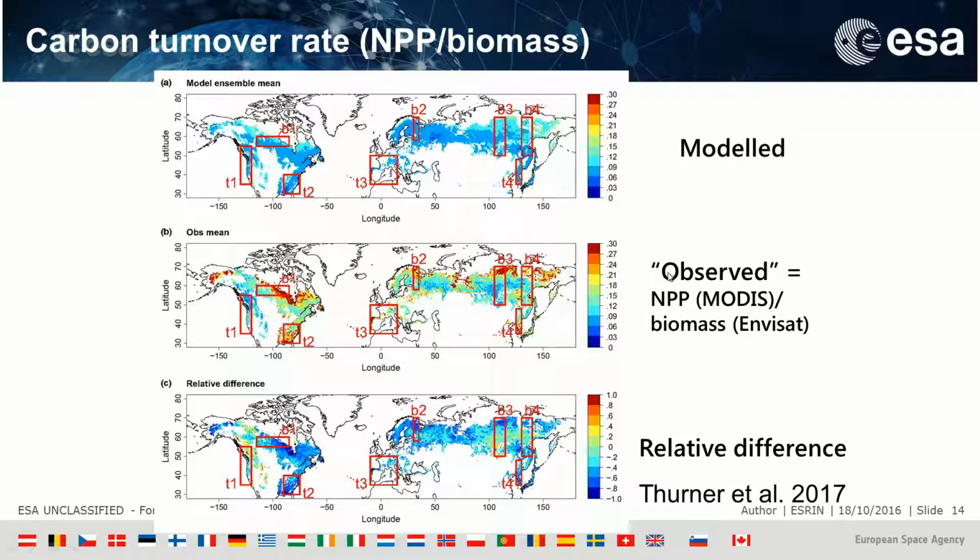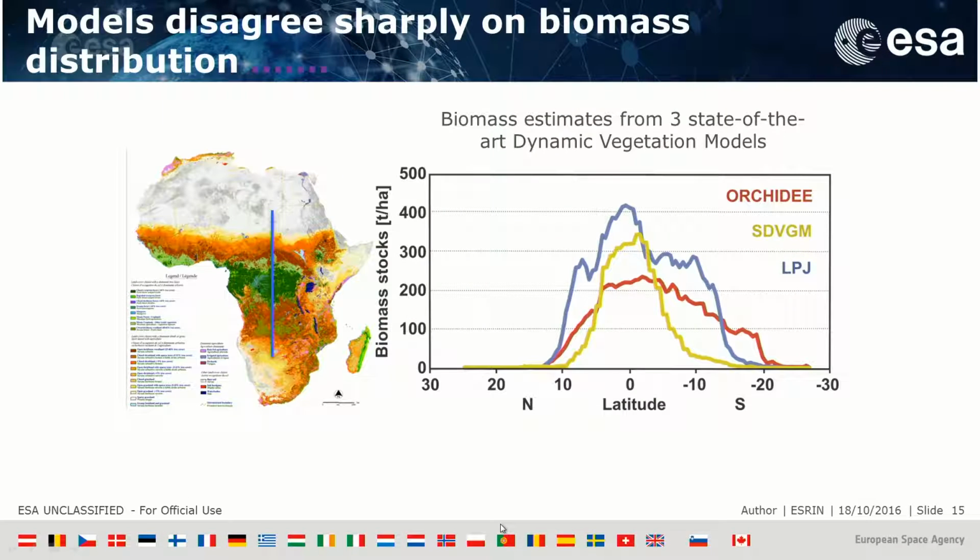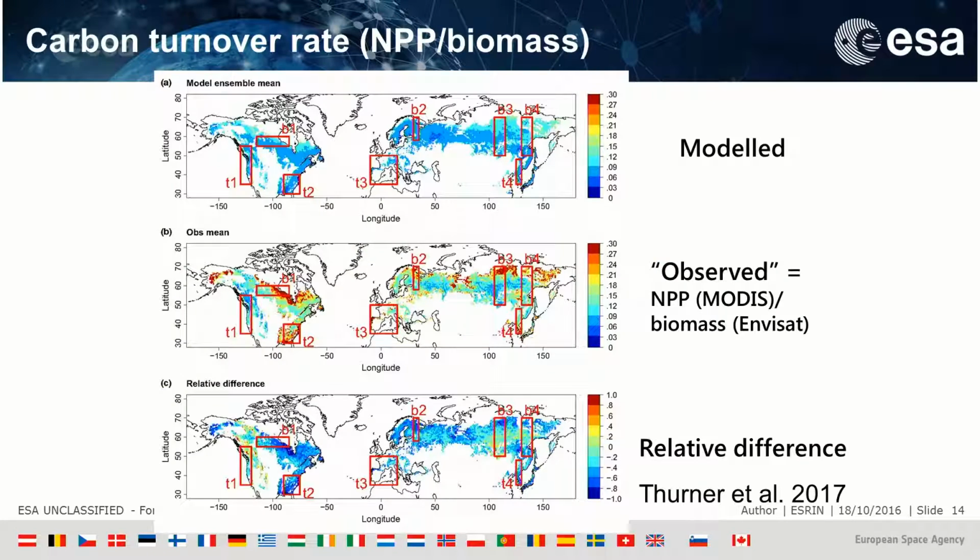By the way, I've used the observed in brackets because I'm going to explain that a little later. It's not really observed. It all comes down to the NPP part, which is derived from MODIS. Now, let's look at some of the other models. If you get biomass wrong, you're going to get the residence time wrong. If you get the residence time wrong, you're just going to get the wrong number for what's going to go into the future prediction.